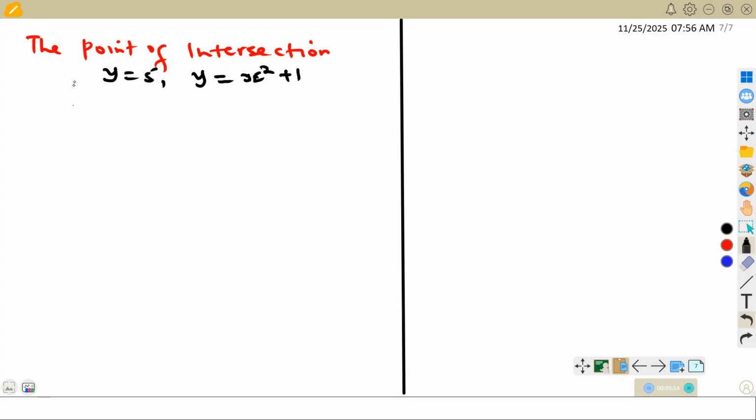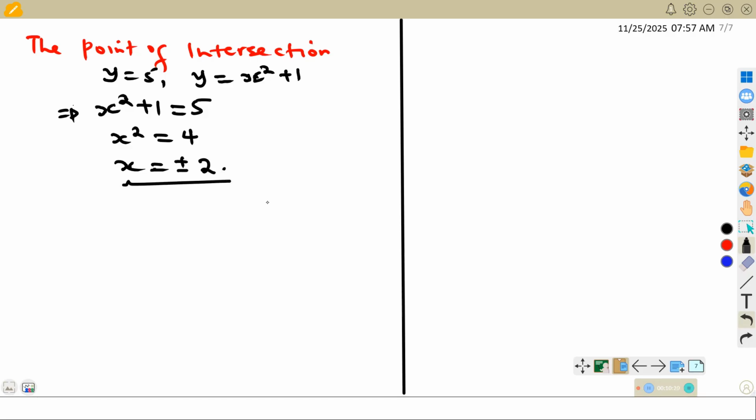The point of intersection is obtained where this one here is equal to that. So the point of intersection will be obtained at the point where x squared plus 1 is equal to 5. That will be the point of intersection. So this means that x squared is equal to 4 and x is the same as plus or minus 2.